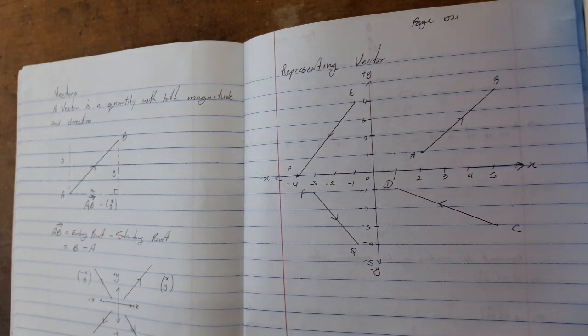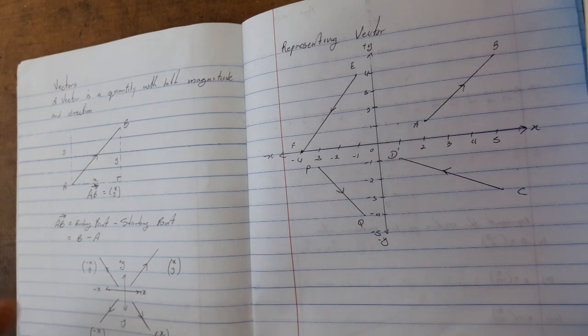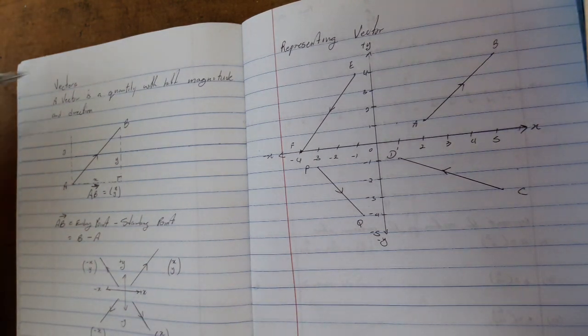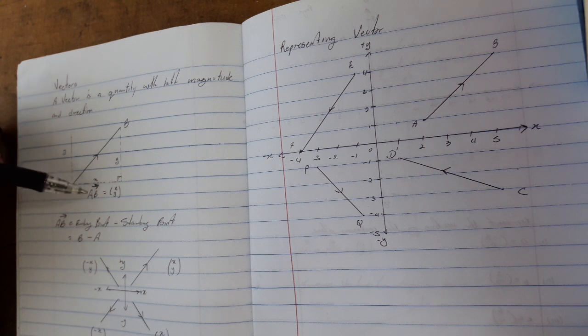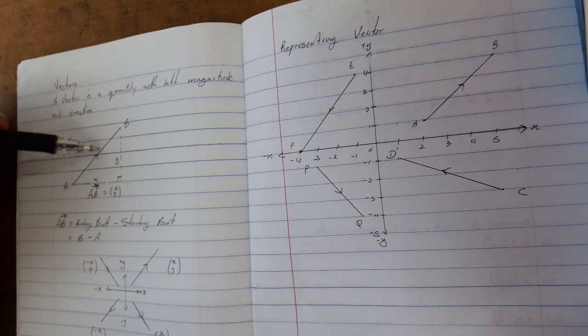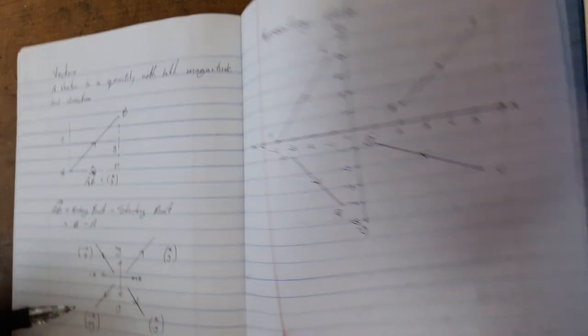So, how do we represent vectors? It is represented as AB with an arrow on top, which shows that it starts at A and ends at B. It starts at A, it moved up to B. It has a magnitude and a specific direction.